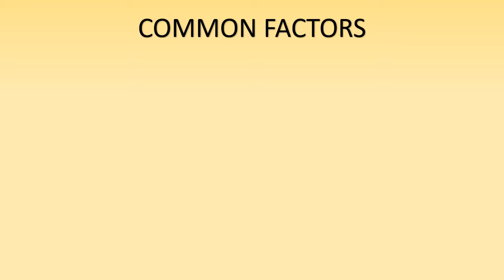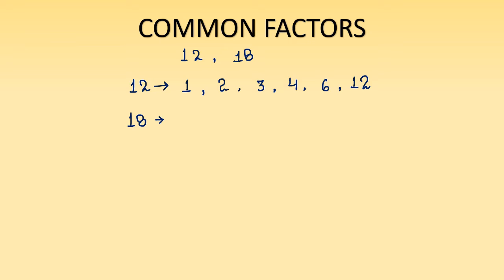Let us take two numbers, 12 and 18. Now write all the factors of 12. So the first or the smallest factor of 12 is 1. Then we have 2, 3, 4, 6 and after that 12 itself. Now write the factors of 18. So 1, 2, 3. After that we have 6, then 9 and then 18.